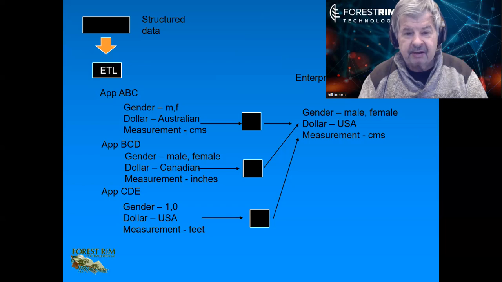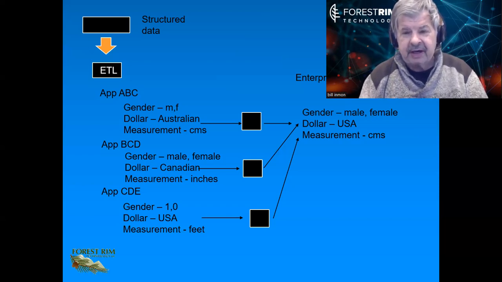When it comes to dollars, one dollar amount is in Australian currency. Another dollar amount is in Canadian. Another dollar amount is in United States currency. When it comes to measurement, one application measures things in centimeters. Another application measures the same thing in inches. Another application measures the same thing in feet. And each of the applications has selected their own way of doing things.